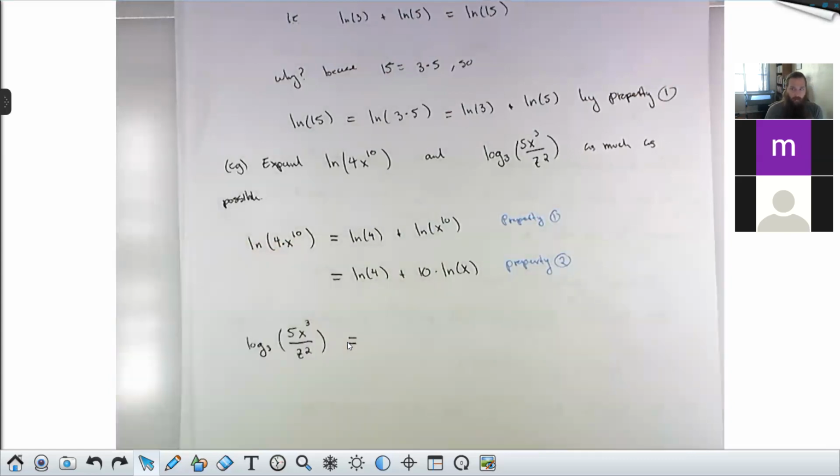People get into trouble on these problems by trying to do too much at once. The way to get through these without making errors, losing points on the test, getting frustrated on the homework, don't do too much at once. One thing at a time, one property at a time. The first thing I see when I look at this is the inside is a big fraction. So I use property 3.